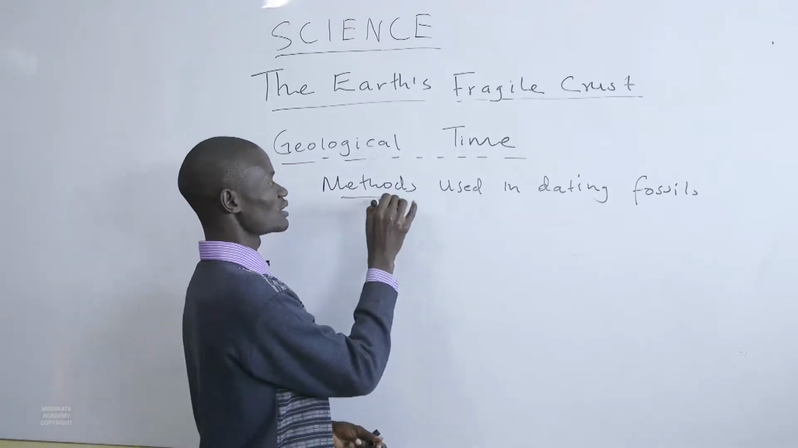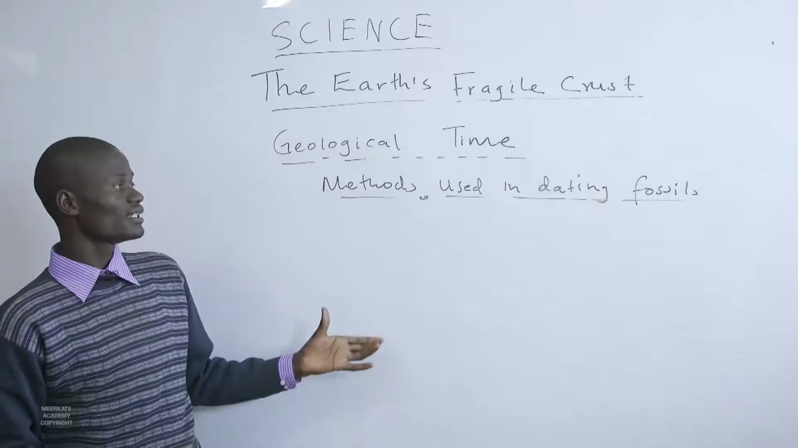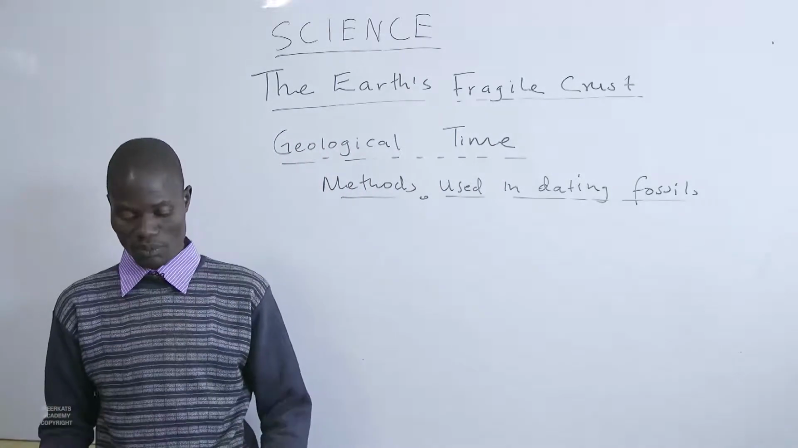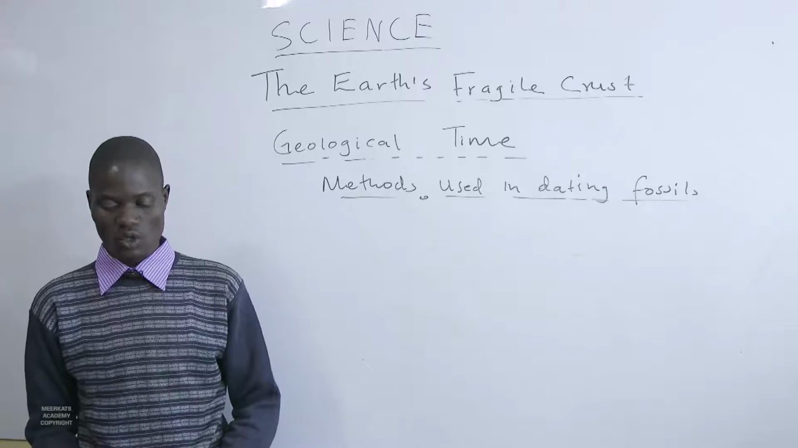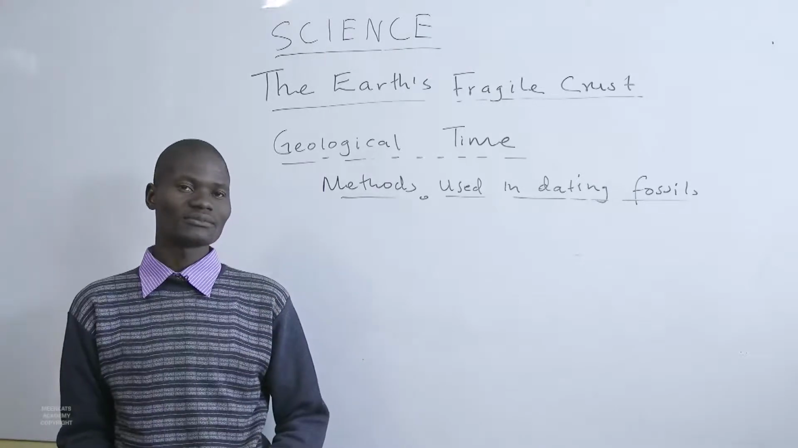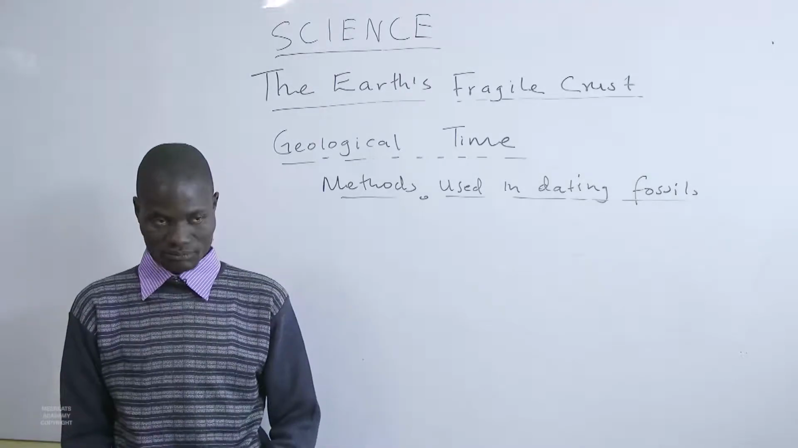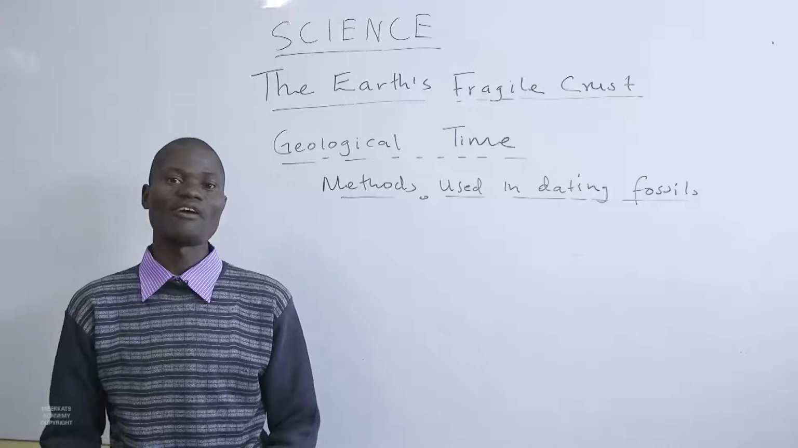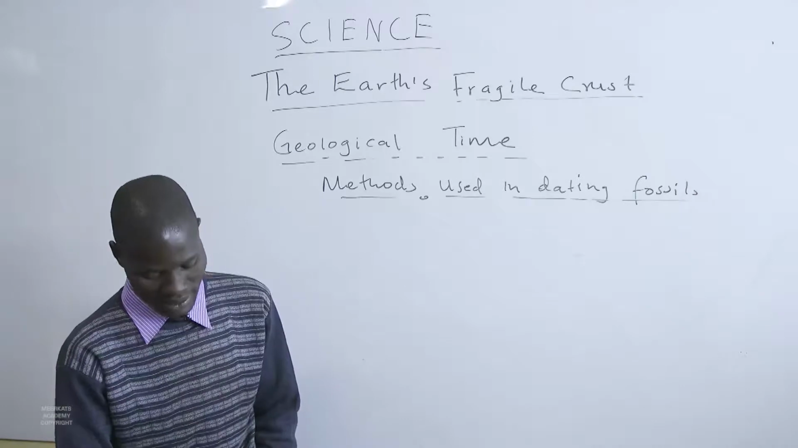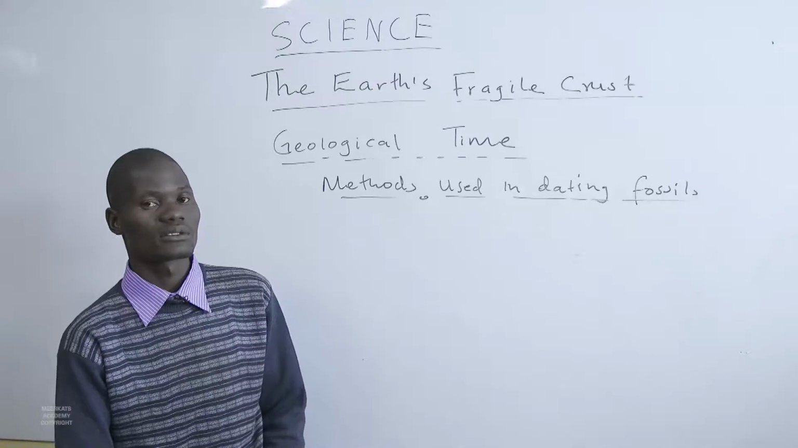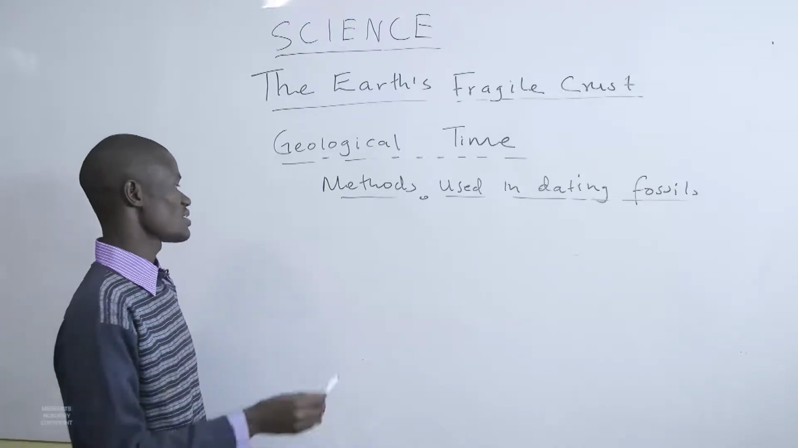We are going to look at a few of these methods, and these methods are what made it possible for scientists to estimate or date back, for example, the footprint of a dinosaur and even other organisms that have been studied in fossils. Therefore, there are two major methods of dating fossils.